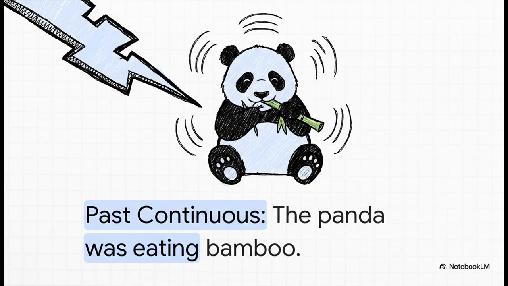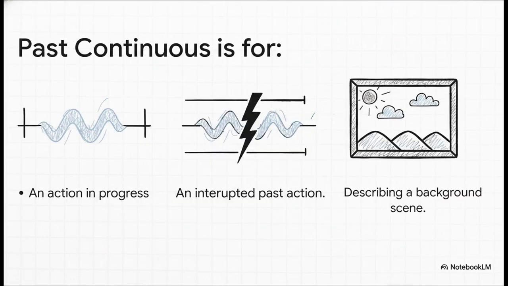And here's Continuous Panda hanging out in the past. He was eating bamboo. Now, this doesn't just tell us what happened, it sets a scene. It describes an action that was in the middle of happening, usually right before something else came along and interrupted it. This is the storyteller's tense and is perfect for describing a background scene or setting up that interruption. Think about it. The panda was eating bamboo when suddenly it started to rain. You see, the eating was in progress.